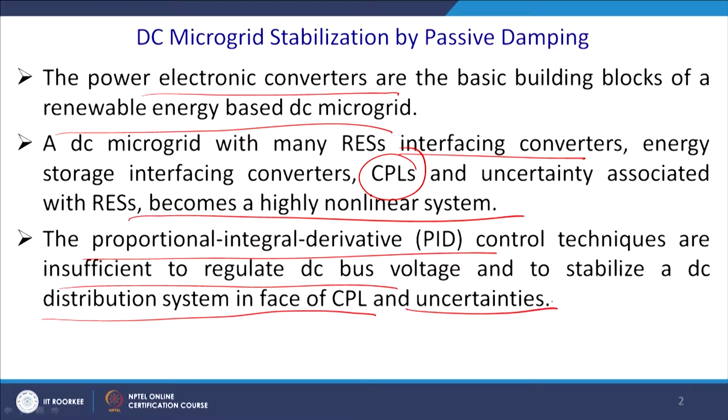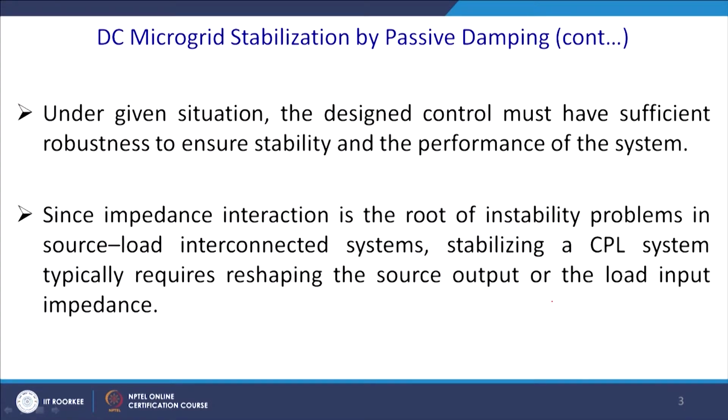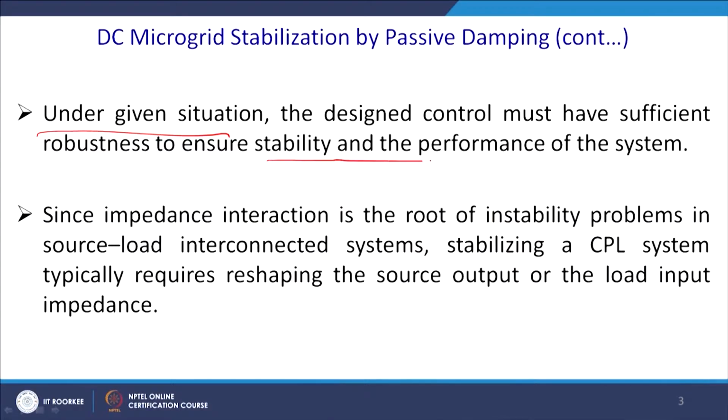So, we require to design the controller taking all those nonlinearities into account, and thus under this situation the designed control must have sufficient robustness. Robustness means the system is very stout against any change from one state to another state. So, a state change will not affect its position of stability, that is called robustness, and robustness ensures the stability and the performance of the system.